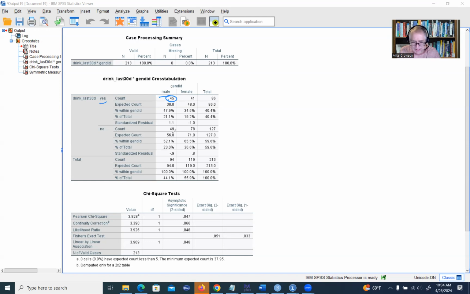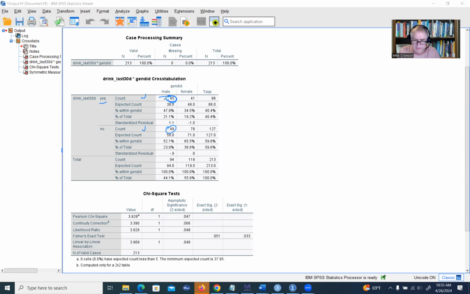Then in terms of the number of persons identifying as male who said no, well, that will be 49 that's given right here. So that's the count right there. So right here, we just looked at the counts in terms of the number of persons identifying as male saying yes, 45, no is 49.